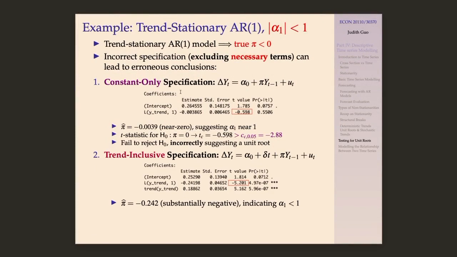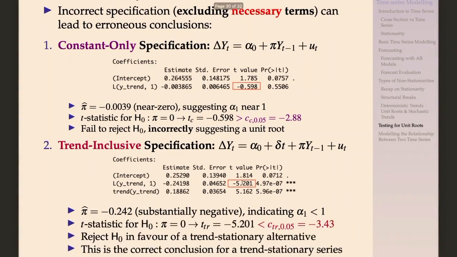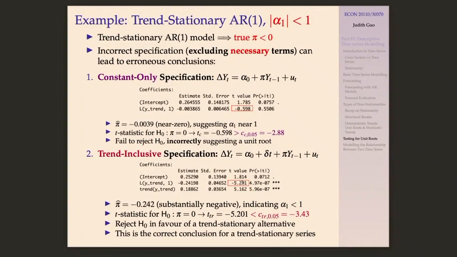However, we know that our underlying time series is trend stationary. If we have correctly included the trend in our test by including the delta times t, the first observation is that the pi hat is now minus 0.242, substantially more negative compared to the case where we have omitted the time trend, which indicates that alpha 1 is potentially less than 1. And we can also see that the t value here is more negative. Now, we have included a time trend.